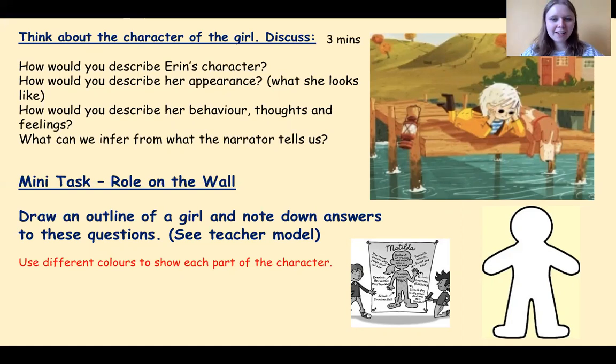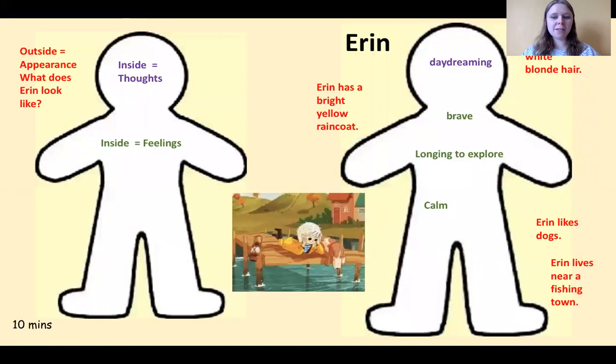Okay, once you've had a go at that, remember you can pause the video at any time. The next mini task is a roll on the wall, okay? You are going to draw an outline of a girl and you're going to write down the answers to these questions around that, okay? And you're going to use different colours to show each part of the character. So I'm going to show you one now, an example that I've done, and we'll have a go at some more together, okay? So inside your person, you are going to put your thoughts.